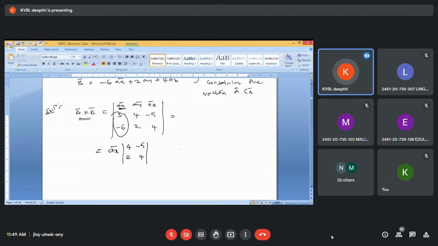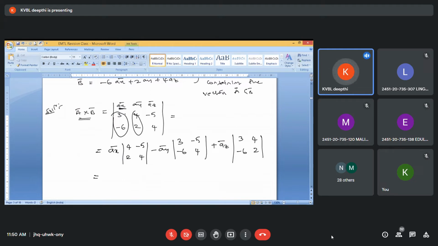We will be getting the second term as a minus term, so I'll put a minus for AY. What remains is the AY term removed and the remaining terms written: 3, minus 5, minus 6, and 4. The last term is AZ, correct? Next, we will be getting the AZ term removed and the remaining written: 3, 4, minus 6, and 2.